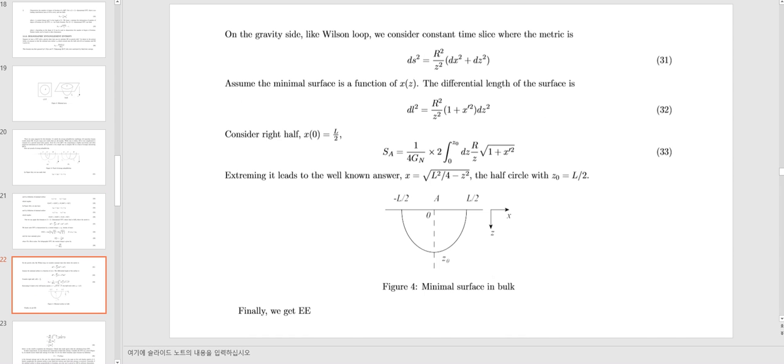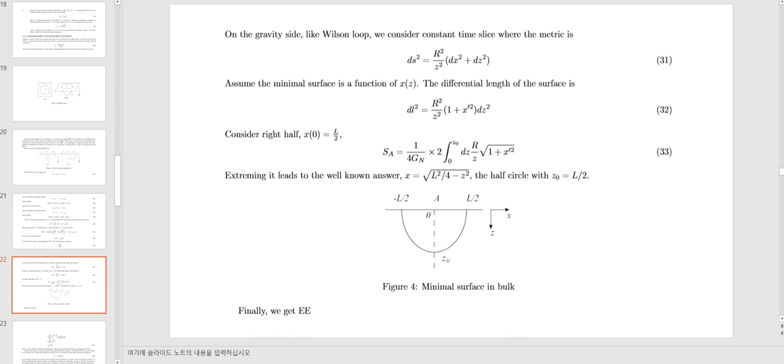On the gravity side, like the Wilson loop, we consider a constant time slice where the metric is like this. Assume the minimal surface is a function x(z); the differential length of the surface is like this. Consider the right half, where x0 is L/2. Extremizing this leads to the well-known answer: x is like this, a half circle with z0 equal to L/2. Figure 4 is the minimal surface in the bulk.